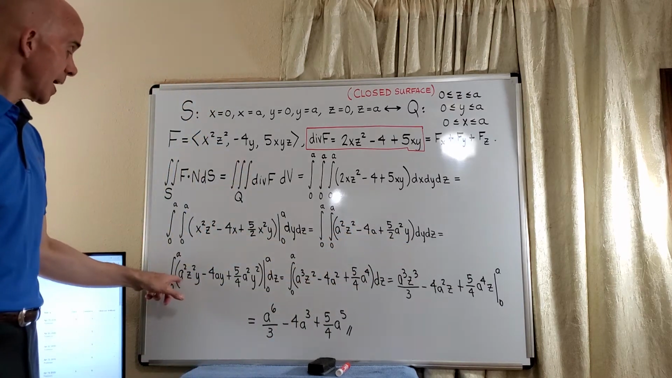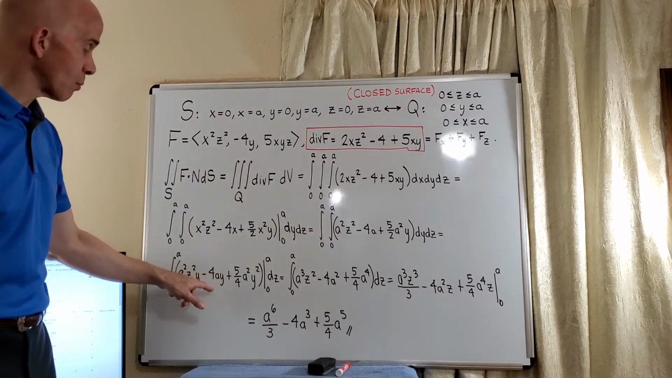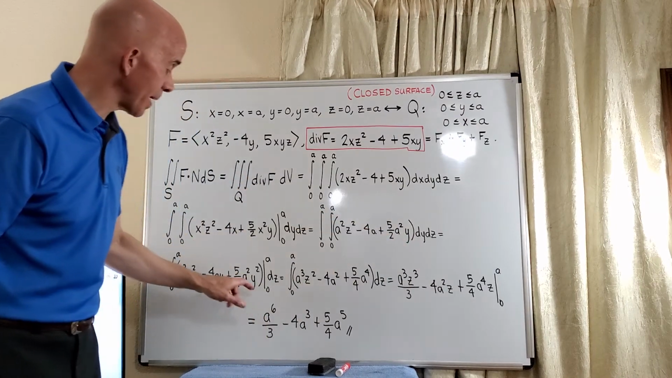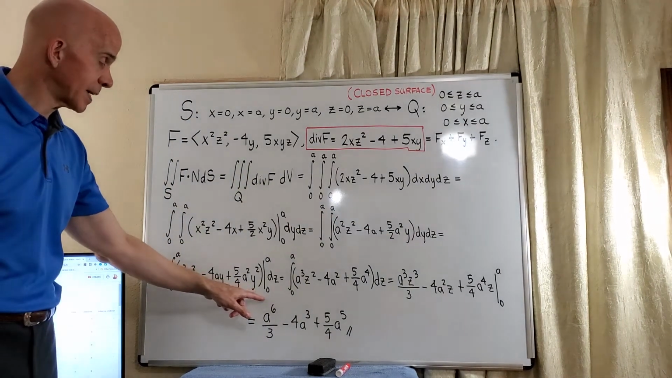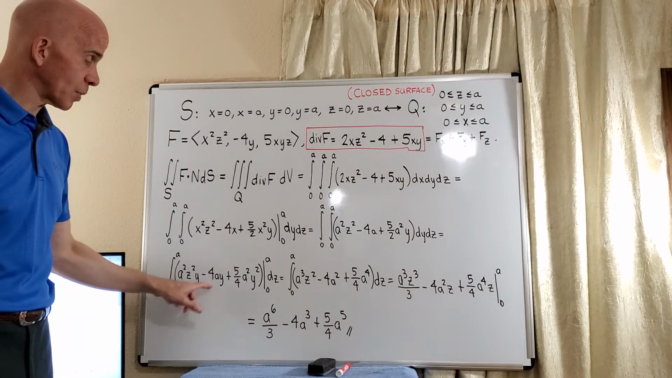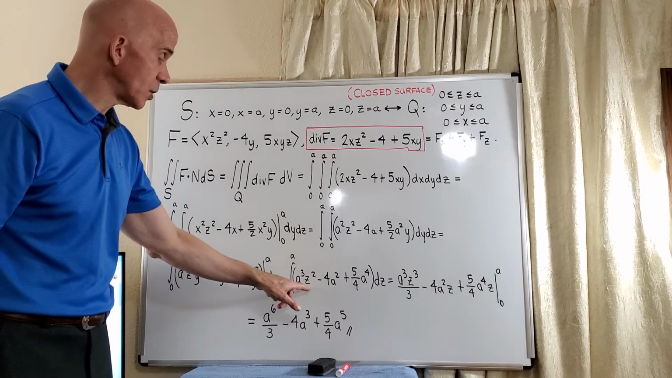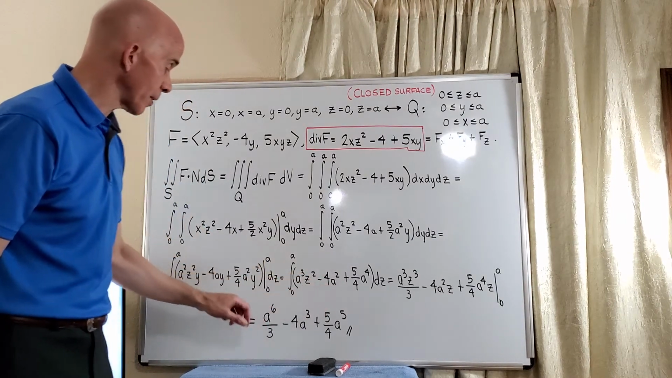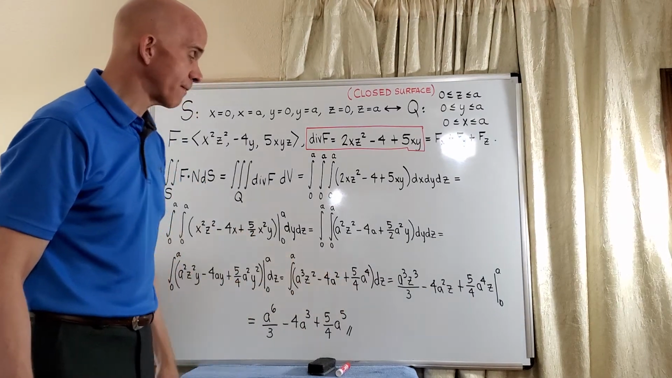Now we integrate with respect to y, very simple. That will give us a squared z squared y minus 4ay plus, now we add 1 divided by the new power, 5/4 a squared y squared. Again, the lower limit zeroing out the antiderivative, so we just apply the a, and that will give us an a cubed z squared, and then of course a minus 4a squared, and then here of course we'll get a 5/4 a to the 4th.